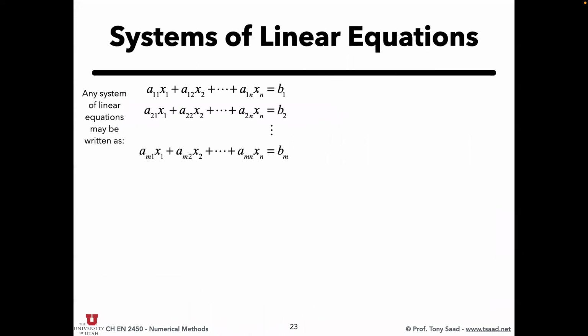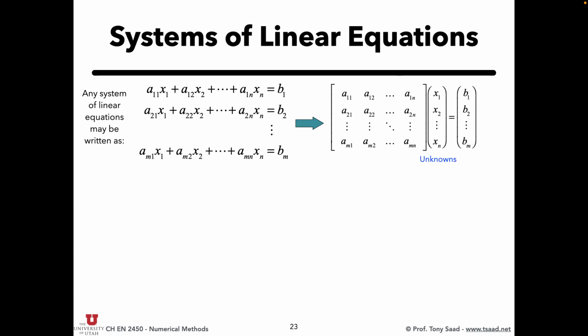Now let's generalize. Any system of linear equations may be written in matrix form, where you have a coefficient matrix multiplying a vector of unknowns equal to a vector of right-hand sides. Each row in this matrix corresponds to one of the equations. The coefficients of this row correspond to the coefficients of the equation.